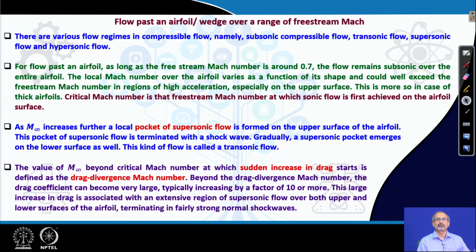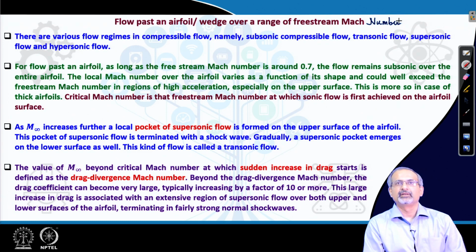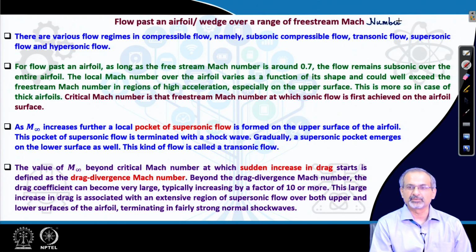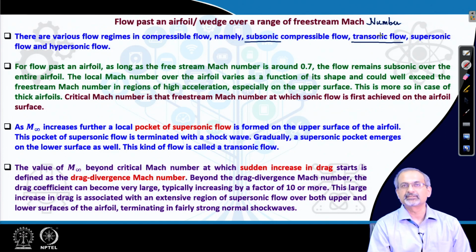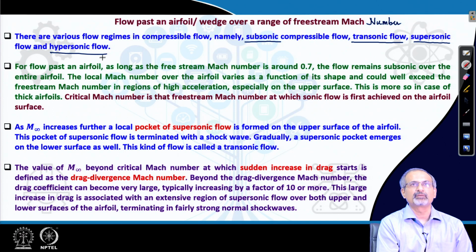So, we will now discuss flow past an airfoil or a wedge over a range of free stream Mach numbers. It is better to add the word free stream Mach number, and we are coming towards the end of our discussion on compressible flows. So, we now have a fair idea about the range of Mach numbers which can occur in a compressible flow. They can vary from subsonic compressible flow to a transonic flow, which is around the Mach number 1 range. We will discuss more about it. Then Mach number greater than 1 and much greater than 1, which we call hypersonic flow.